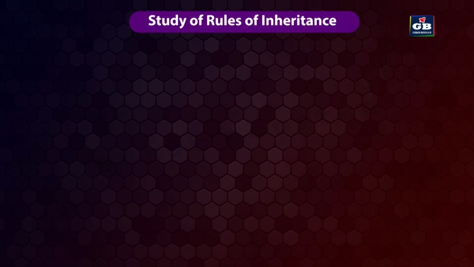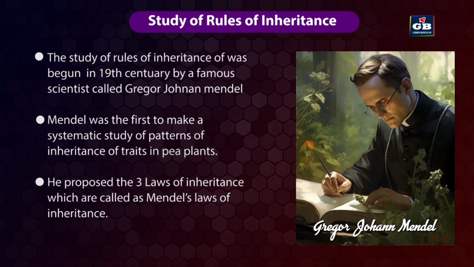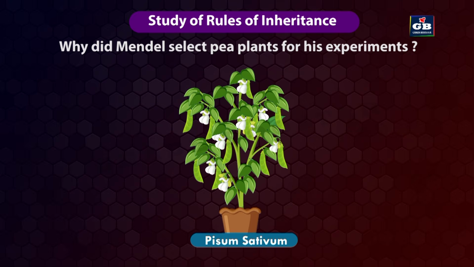The study of rules of inheritance was begun in the 19th century by a famous scientist called Gregor John Mendel. Mendel was the first to make a systematic study of patterns of inheritance of traits in pea plants. He proposed 3 laws of inheritance which are called Mendel's laws of inheritance. Why did Mendel select pea plants for his experiment? Mendel chose pea plants, which are called Pisum sativum, for his experiments for several reasons.